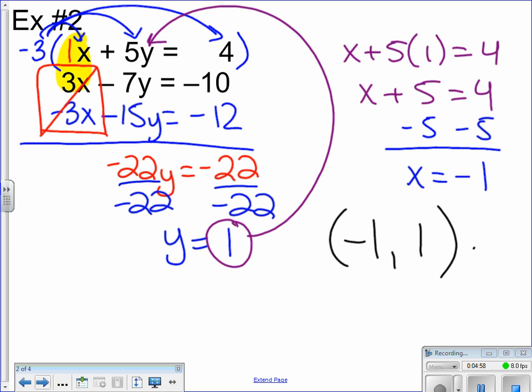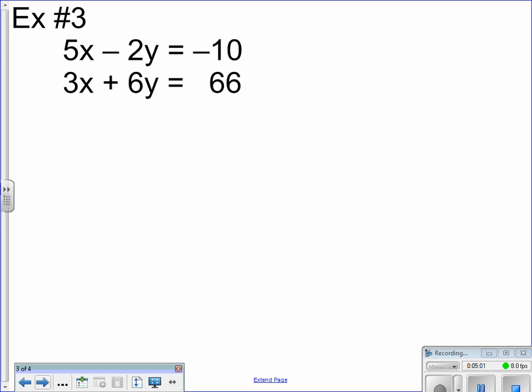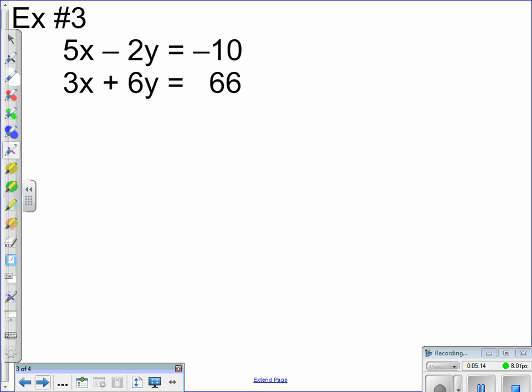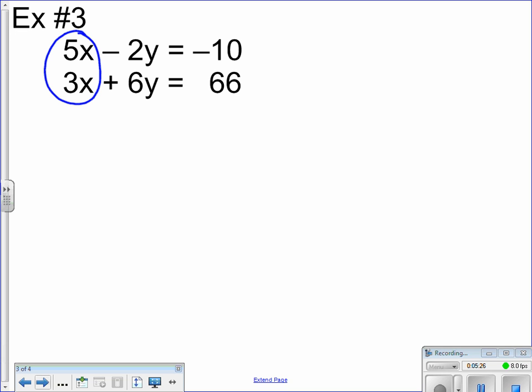Number 3, 5x minus 2y equals negative 10. 3x plus 6y equals 66. Now, if you look closely at the x's, one of them is a 5 and the other is a 3. What's a larger number that both 5 and 3 go into? Right, 15. So if you were to multiply the top one by 3 and the bottom one by 5, you could make both x's 15.